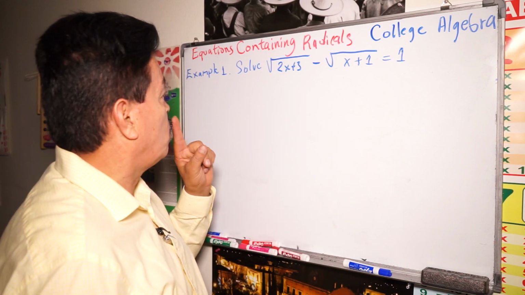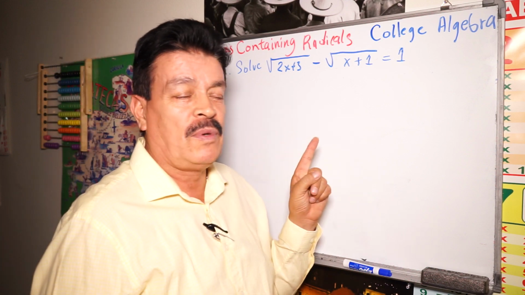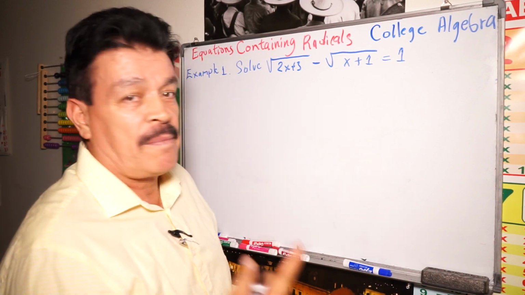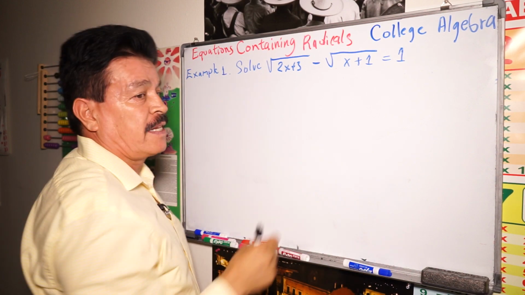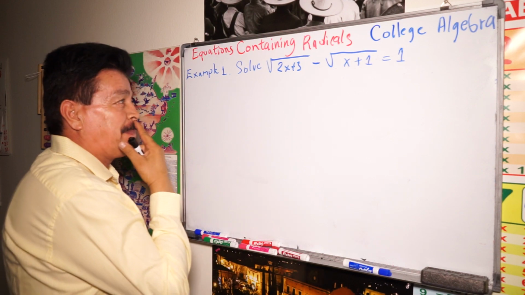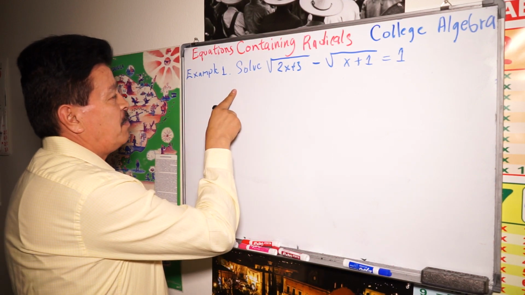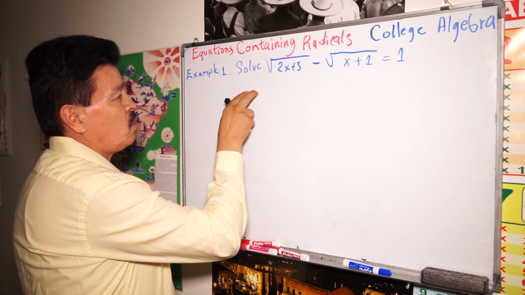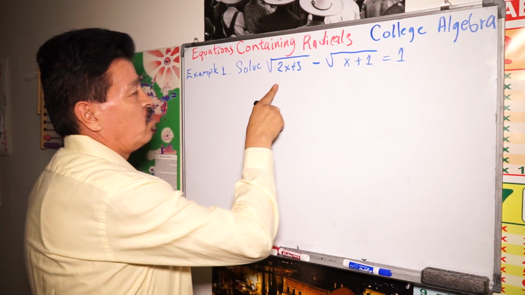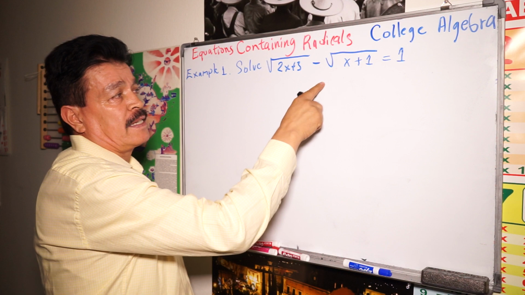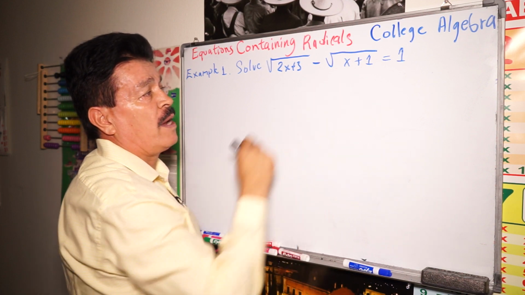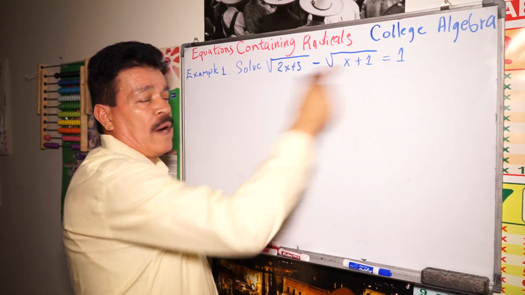Today I'm going to solve one example to show you this topic, equations containing radicals. We have this example here: solve the square root of 2x plus 3 minus the square root of x plus 1 equals 1.